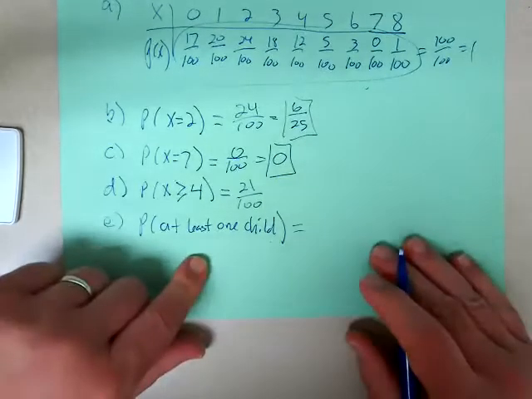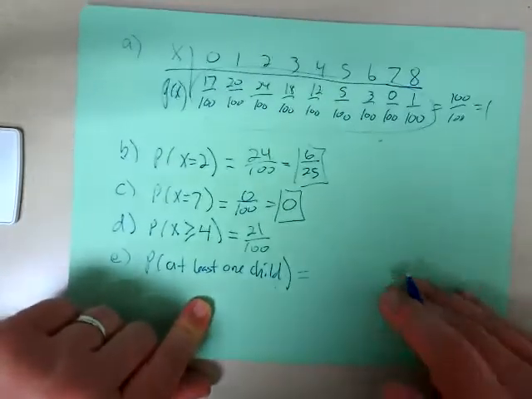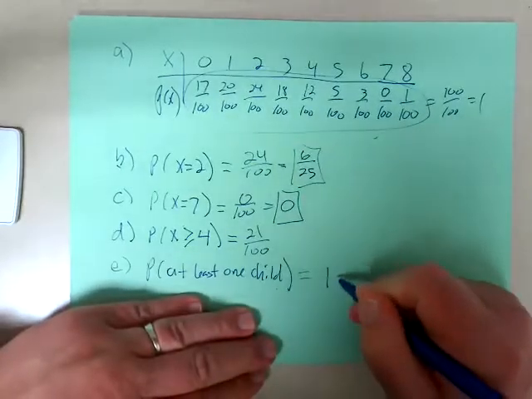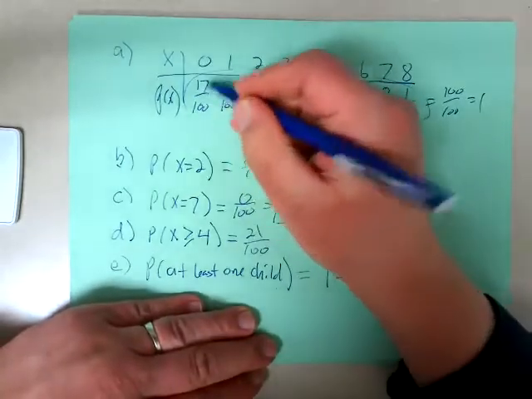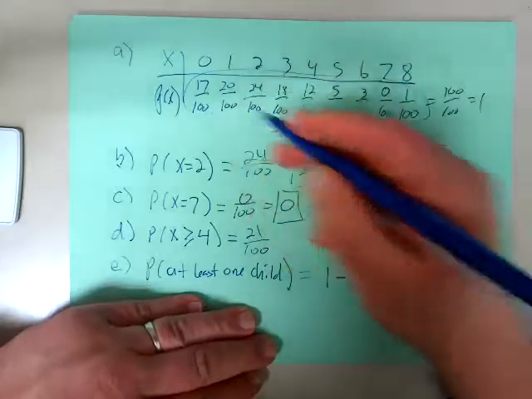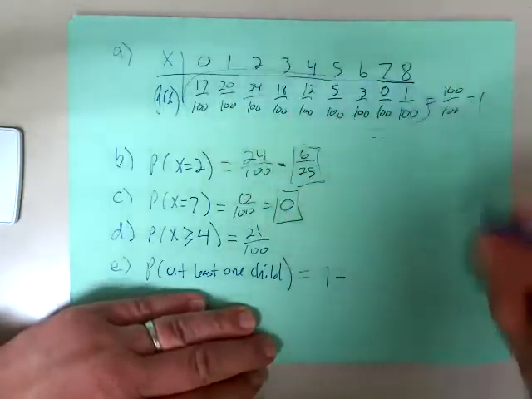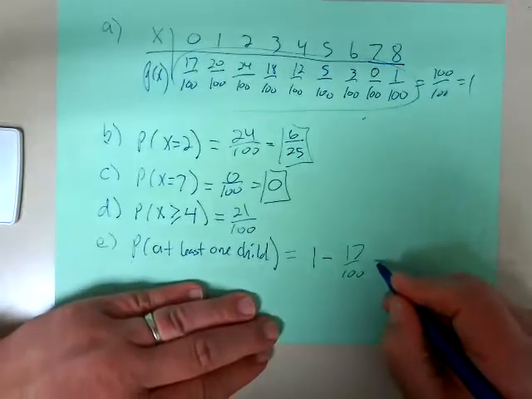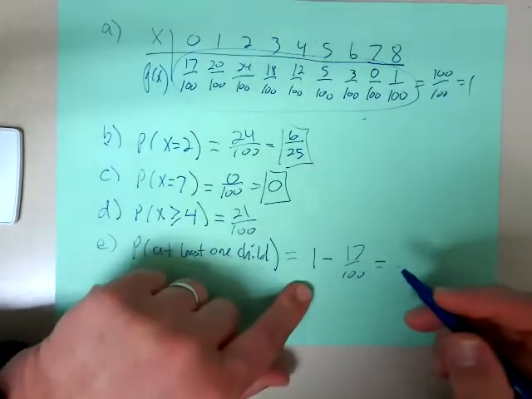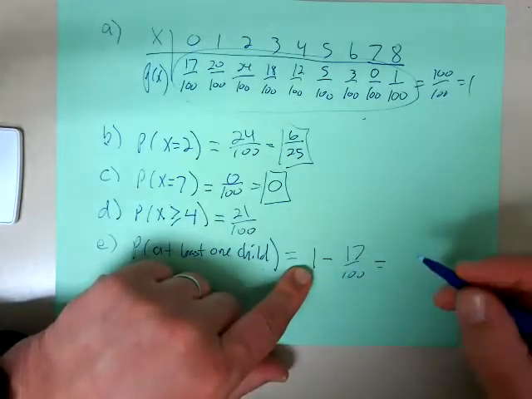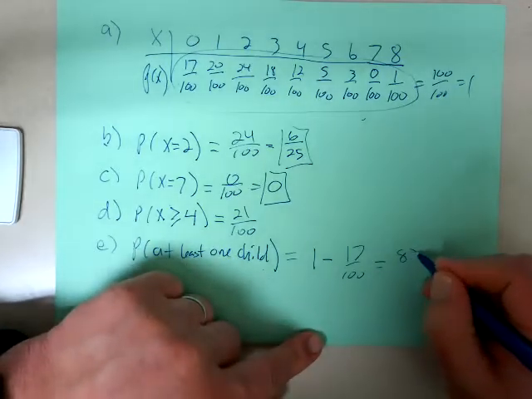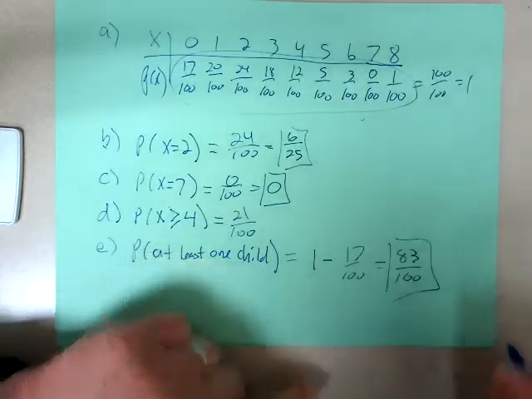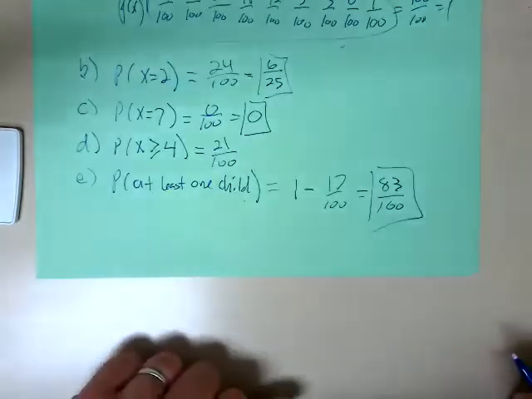And then probability of at least 1. Well, I can add all of these up if I wanted to. Or I could just subtract from 1. They all add up to 1. So just take 1 minus the probability that they have no children, which is 17 over 100. So this is like 100 over 100. So it's really 100 minus 17, which is like 83 over 100. That would be the probability of having at least one child.